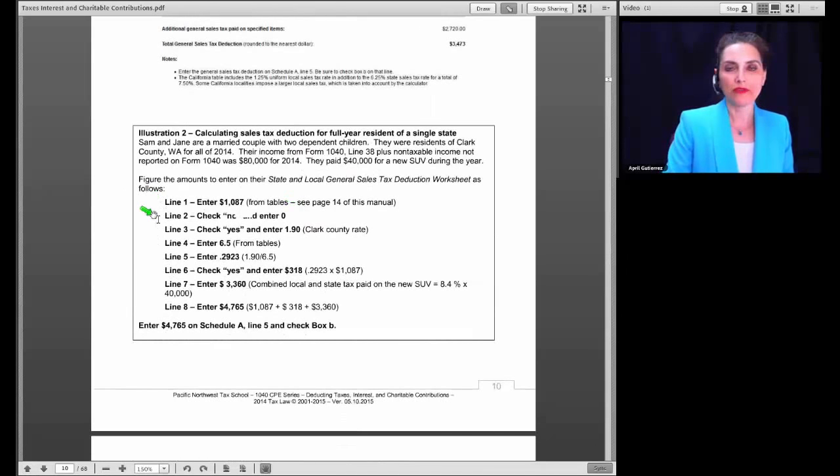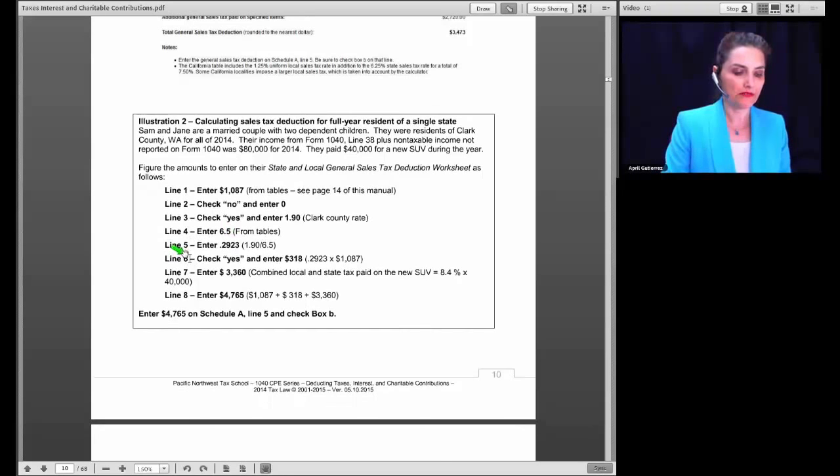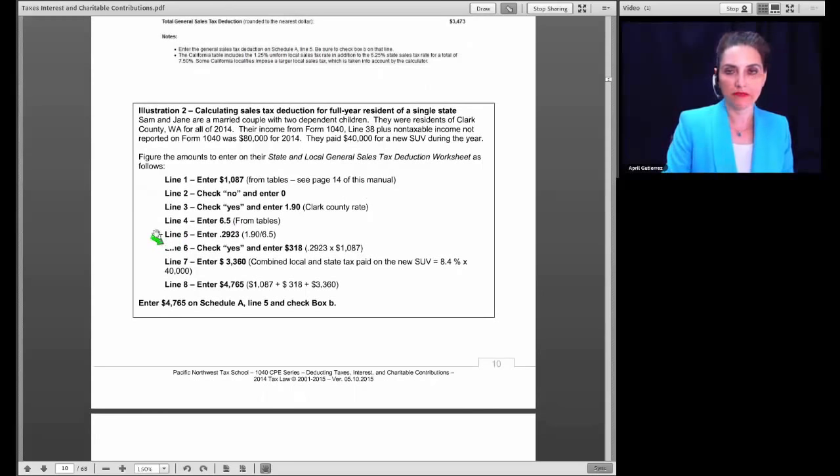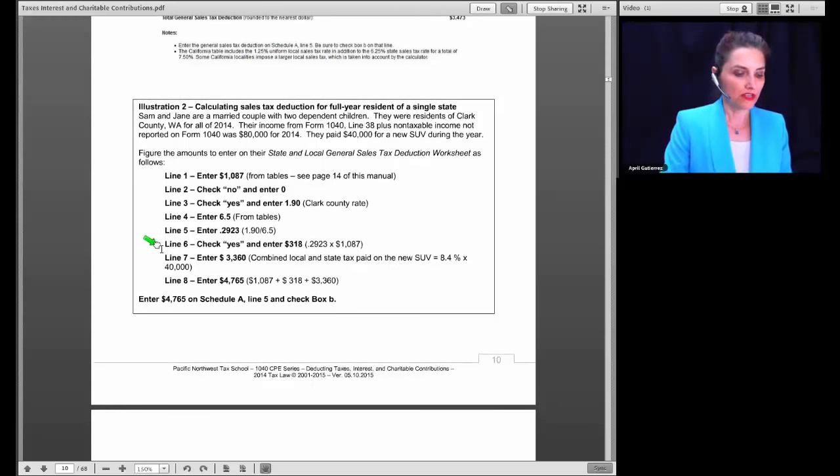Again, line 2 references whether or not they're going to qualify to use the optional tables, and the answer is no, they don't qualify to use the optional tables. Instead, they're going to use the actual rate for their county, which is 1.9%. We're going to take 6.5% from the table and divide that into 1.9% for the Clark County rate. When we do that, we get 0.2923. We're going to check yes on box 6 and then multiply $1,087 by 29.23%. When we do that, we get $318.